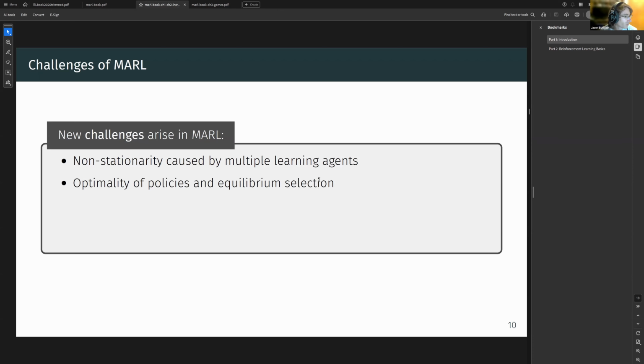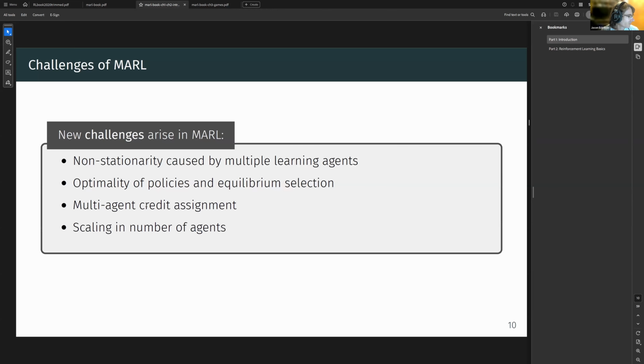Also defining what's optimal. We'll see this later when we talk a little bit about game theory, but we may need to make arbitrary choices about what type of solution we want. It won't be entirely obvious what the solution even should be when we look at a multi-agent system.